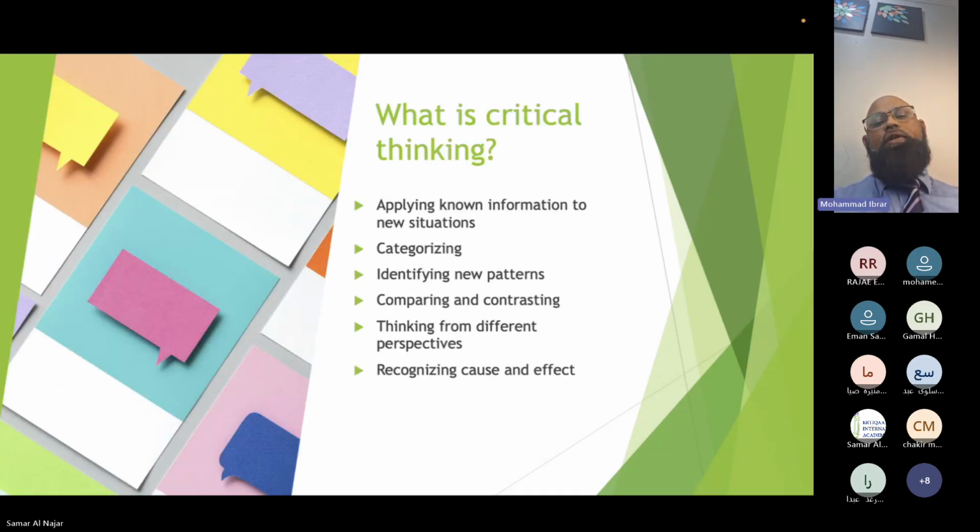So what is critical thinking? Can participants say something using the mic, or will we take questions and answers at the end? Yeah, they can. Any idea what critical thinking is?